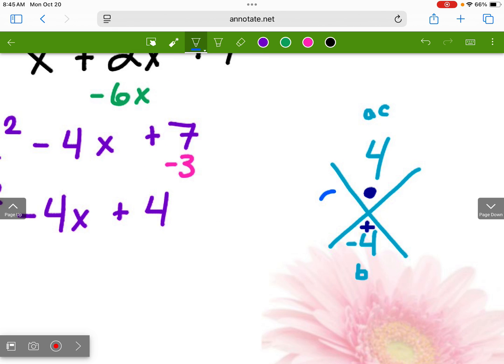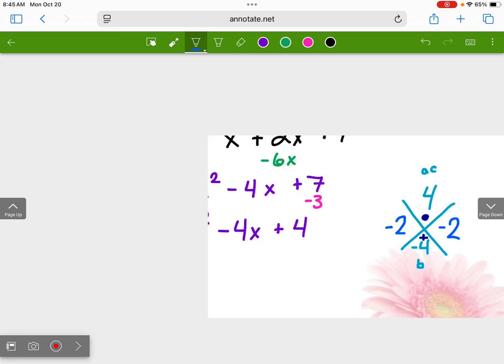I heard it. Our negative 2 and negative 2. Negative 2 times negative 2 gives us a positive 4. Negative 2 plus negative 2 gives us negative 4. Whenever we have the exact same number on either side, that means we are looking at our perfect square trinomial here. So we could put this in perfect square form, or we can put it in factored form.